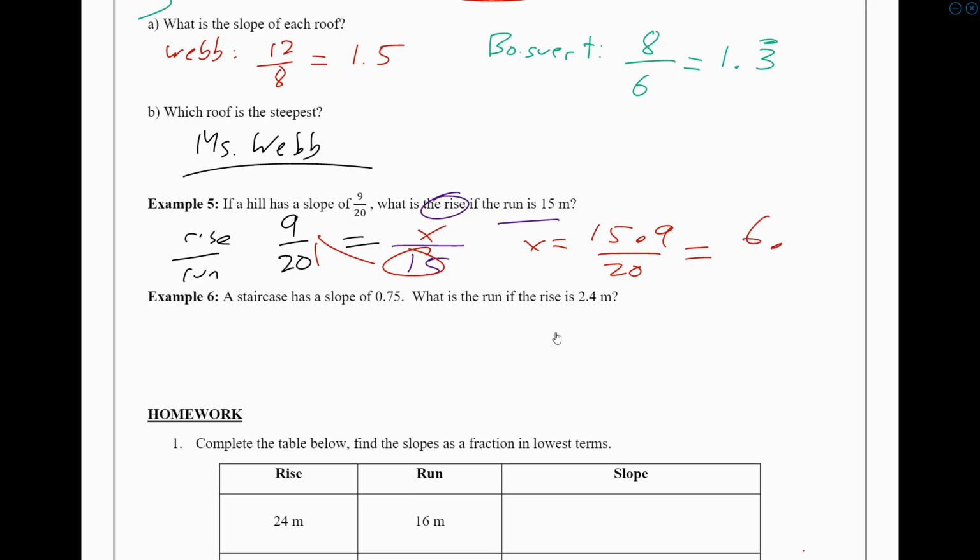Very cool. So the rise is 6.75 if the run is 50.